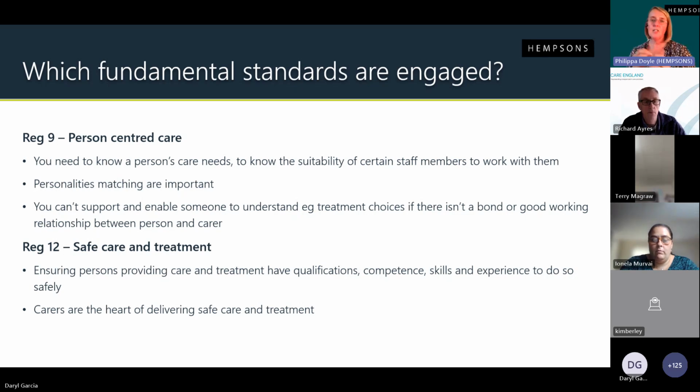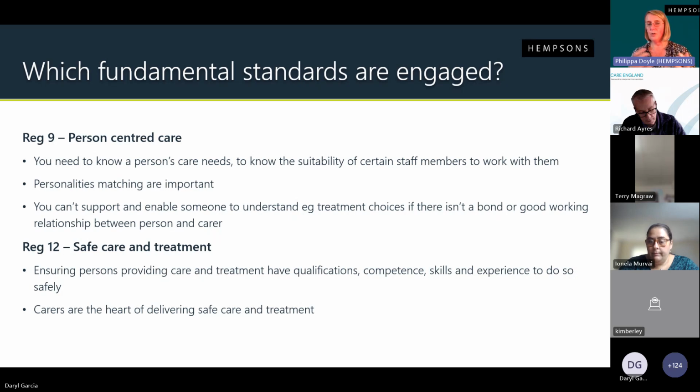So personality matching can be really important. You can't support and enable somebody to properly understand their treatment choices and to make the best of their own life if there isn't a bond, if there isn't that really good working relationship between a person and carer. So it's about you knowing the care needs and the preferences of the people that you support under person-centred care, to know the suitability of certain staff members to work with them to get the best out of each other.